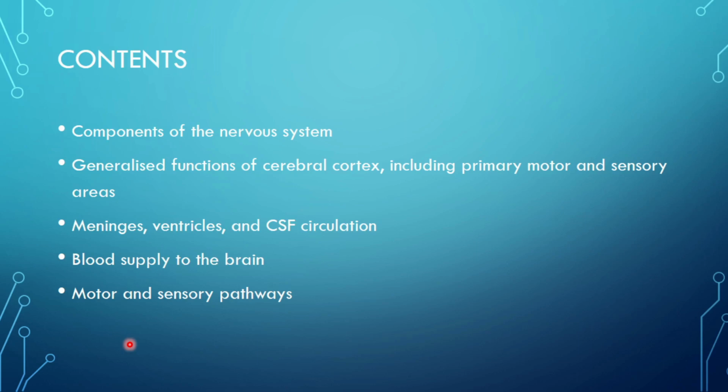So during this session, we're going to think about the components of the nervous system. We're going to think about the general functions of the cerebral cortex, specifically or in more detail, looking at the primary motor and sensory areas. We'll then think about the meninges, the ventricles and cerebrospinal fluid circulation. Moving on to the blood supply to the brain and finishing up with motor and sensory pathways.